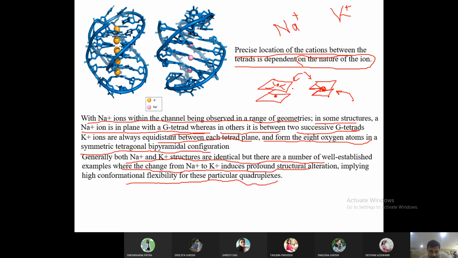That may play some biological role also. Suppose when it changes from sodium to potassium, it changes shape in such a way that when it is bound to sodium, it does not attract the transcription factor to bind. But when it is bound to potassium, it is changed in such a way that it is now recognized by a transcription factor which will sit over here and start transcribing the gene downstream of this quadruplex. Got my point?